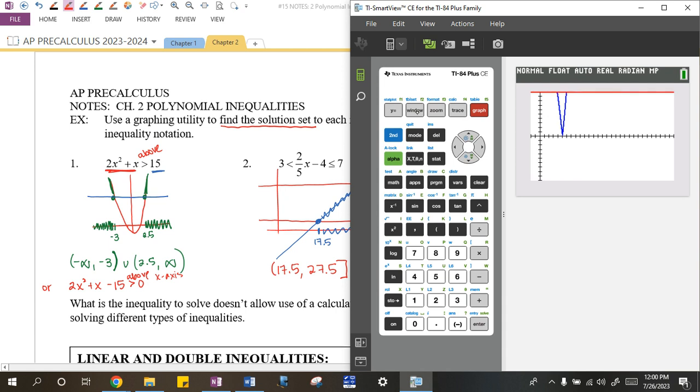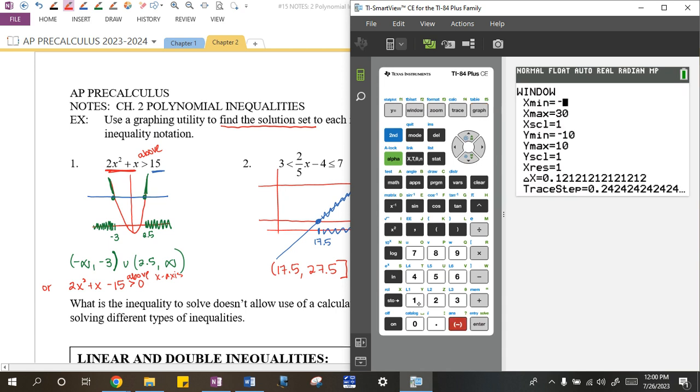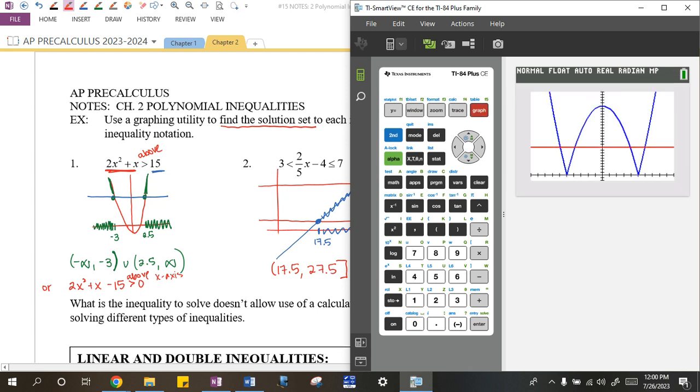Oops, what happened? I changed the x values instead of the y values. Whoops. Okay, try that again. X was good at -10 and 10. Y needed to be negative. I wanted -2 to 30. Try this. There we go.